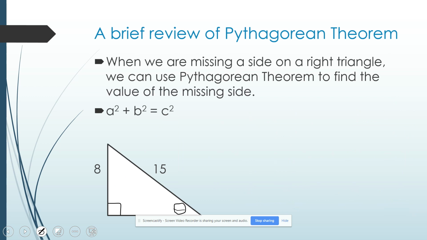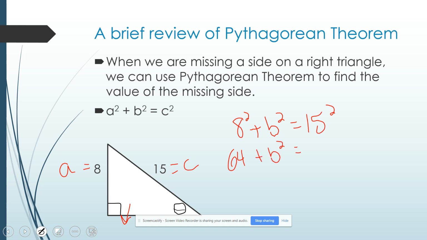Before we start working with these, just another review of Pythagorean theorem, a squared plus b squared is equal to c squared. So if we know that 8 and 15 are our 2 sides, then we are missing this third side down here, one of the legs. 15 has to be C. 8 can be either A or B, it doesn't matter. So I'm going to go ahead and make that A. So we have 8 squared plus B squared, because we're looking for that other leg, is equal to 15 squared.